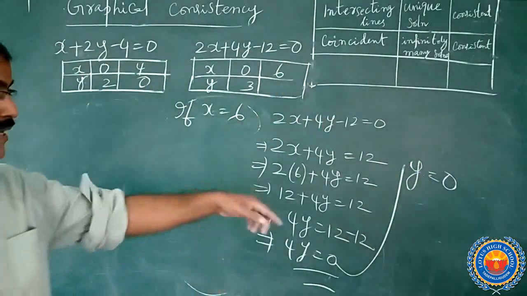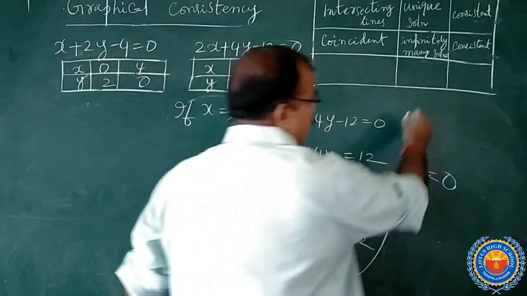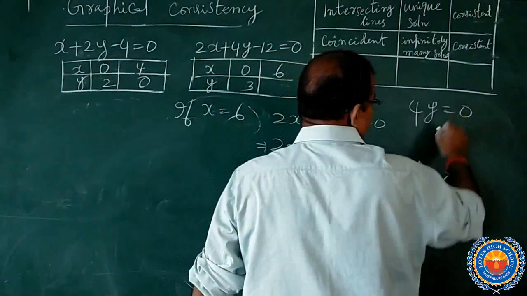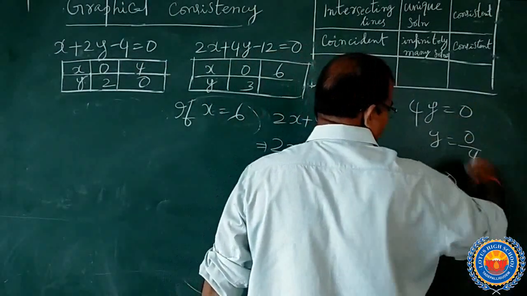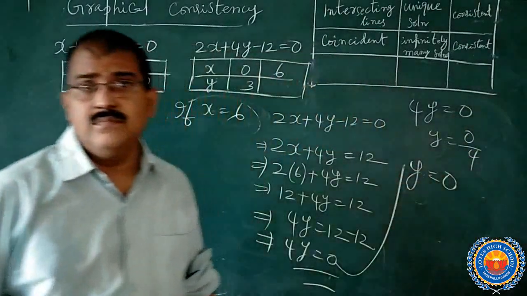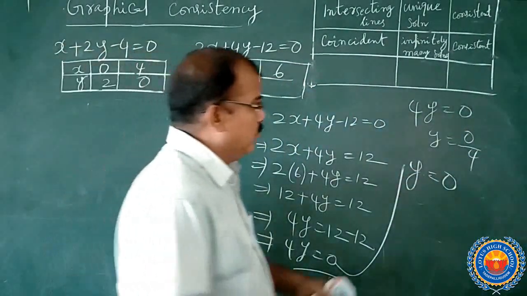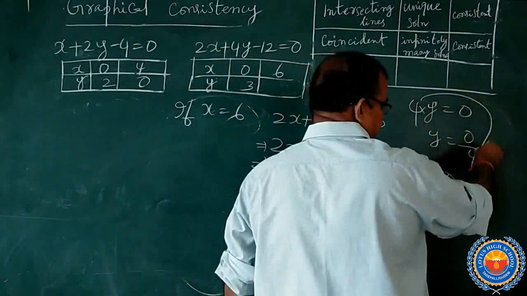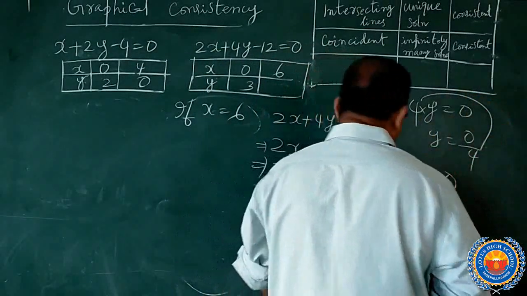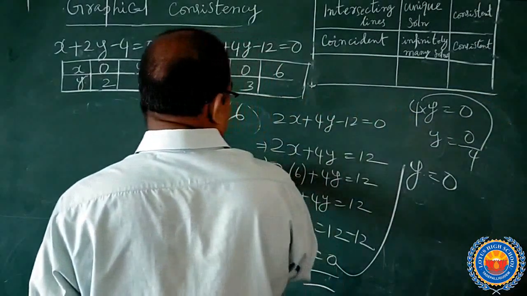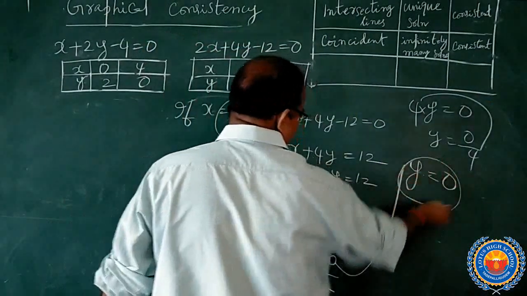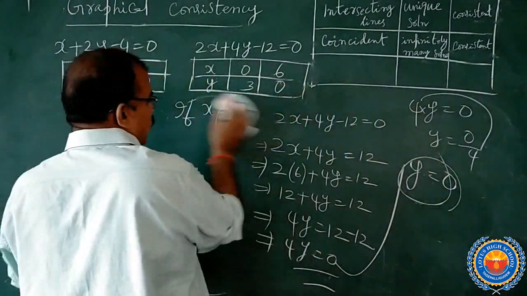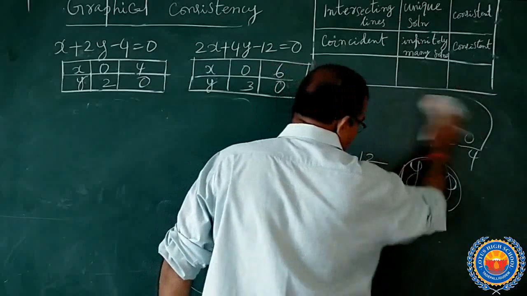How? 4y is equal to 0, so y is equal to 0 by 4, and 0 by 4 is equal to 0. The multiplication is transposed as division, 0 by 4 is equal to 0. Now here, if x is equal to 6, y is equal to 0.